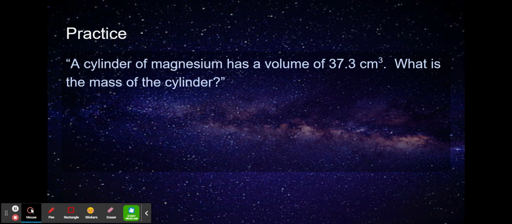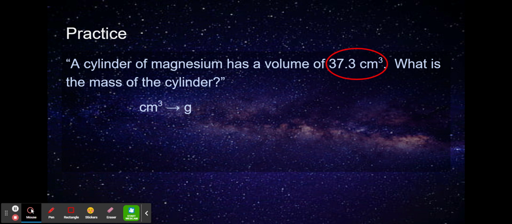So first thing we need to do is, well, two things, do them in either order: draw a map and identify the given. So let's look at creating a map of the problem. We are given a quantity in centimeters cubed. We're asked for the mass. What is the mass? It says units of mass are grams. So we're going from volume to mass, that is centimeters cubed to grams. So we're going to write centimeters cubed to grams. All right, what is the given here? It's 37.3 centimeters cubed.